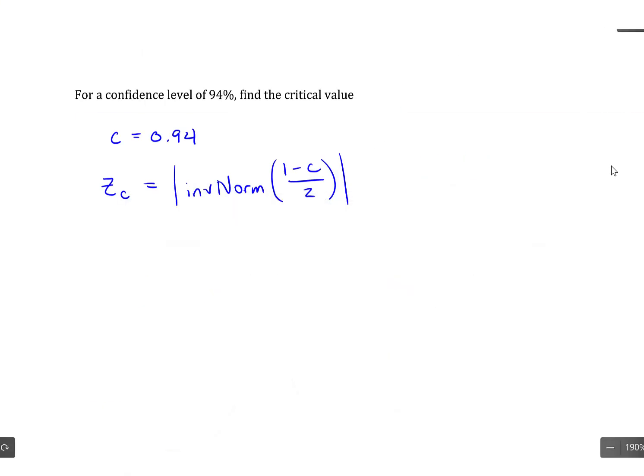Now let's go back to this formula. Notice the formula says to take 1 minus the level of confidence. So when I take 1 minus the level of confidence, I am looking for the area in the tails of the distribution, and then I'm dividing by 2, which gives me the lower tail. That's why the formula is written the way it is. So to find this, I'm going to do inverse norm of (1 minus 0.94) divided by 2, and then take the absolute value in the end.